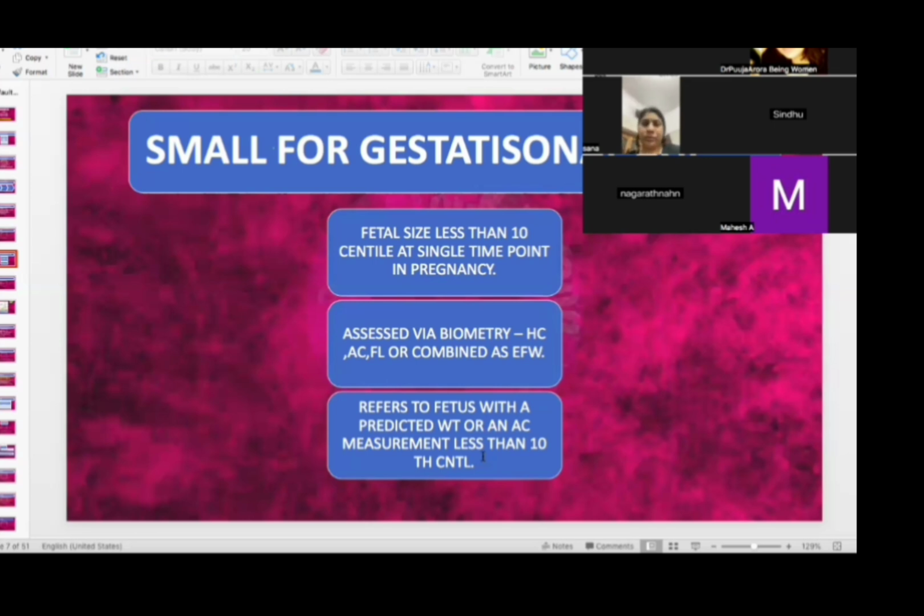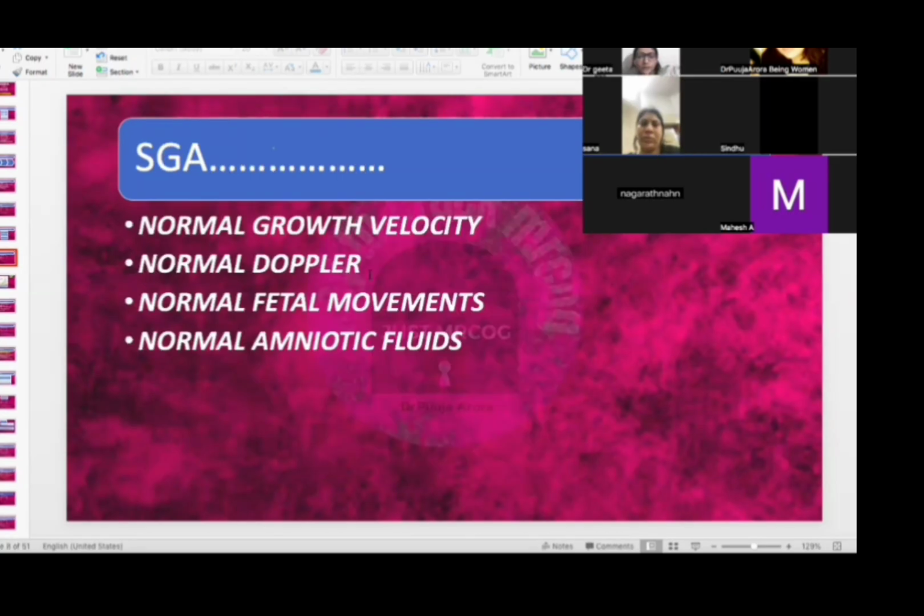So what is the difference between FGR and small for gestational age? Small for gestational age is when it is less than 10 centile. But in FGR, if you remember, if it is less than 10 centile, it has to be associated with some Doppler abnormality, either uterine artery and umbilical both, or umbilical. A small for gestational age baby has normal growth velocity, normal Doppler, normal fetal movement, and normal amniotic fluid. So it is only weight less than 10 centile or AC less than 10 centile, whatever is predicted for that particular time. Other than that, growth velocity, Doppler, fetal movement, amniotic fluid, all are normal.